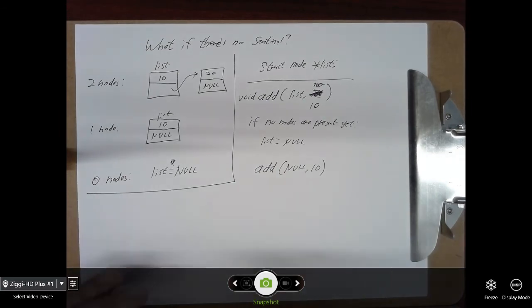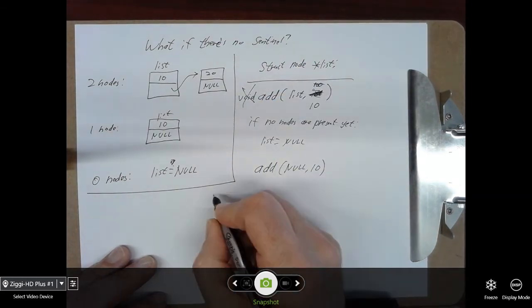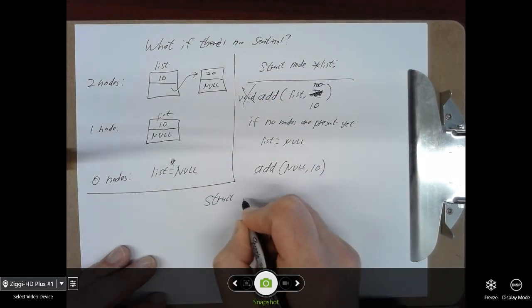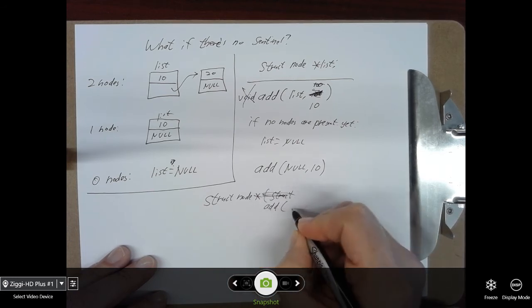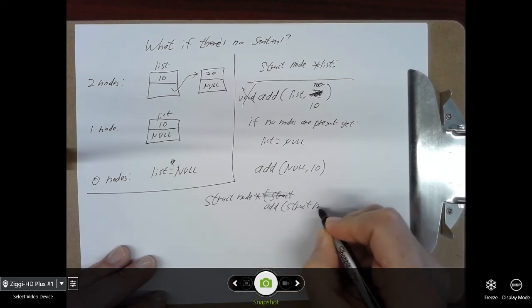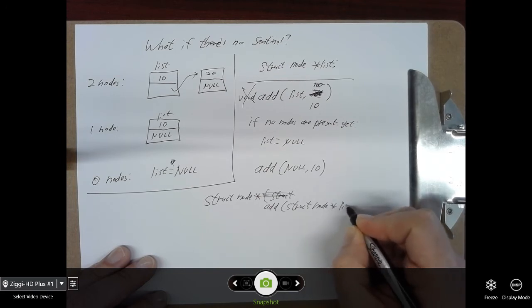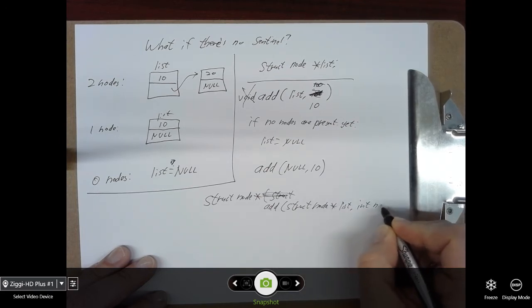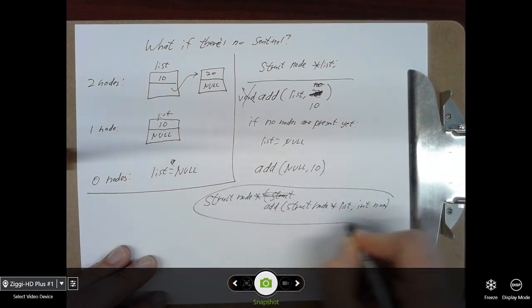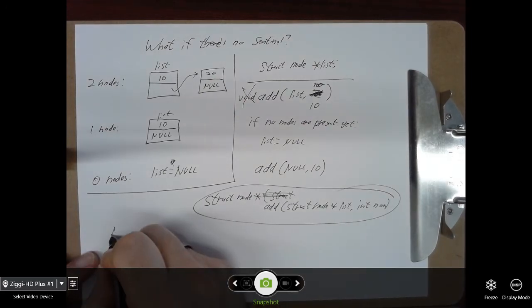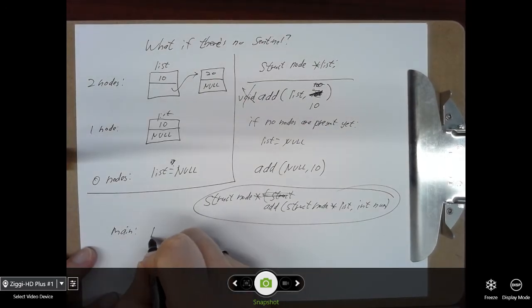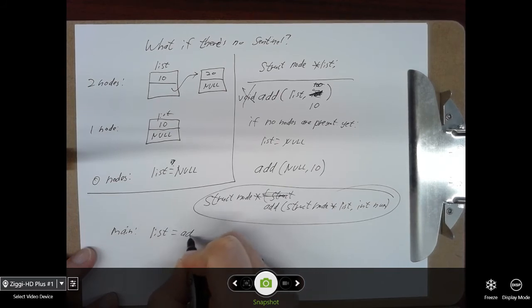So probably what I need to do is change the prototype of my function and have it return a struct node star. So struct node star add, and it takes a struct node star pointer, which is a list, and it takes an integer, which is a number. And now when I want to add something to a list, I have to do the following. I have to say list equals add list, comma 10.